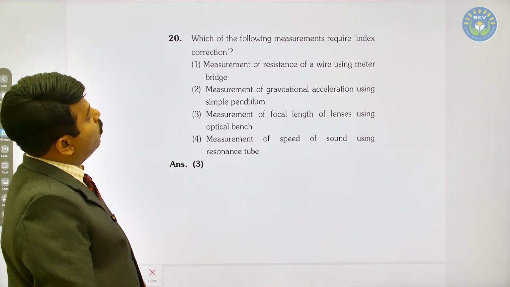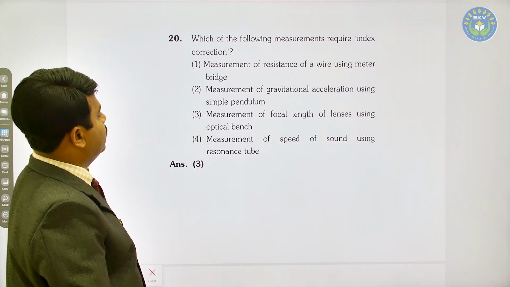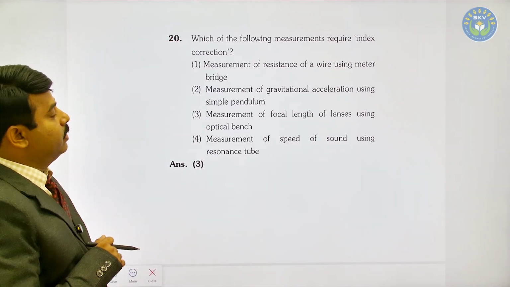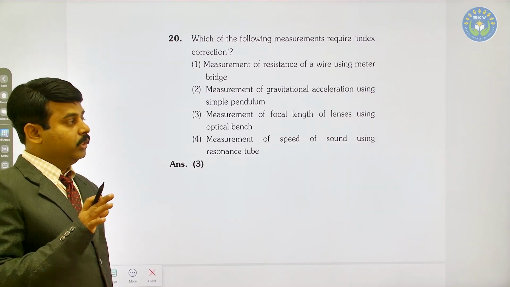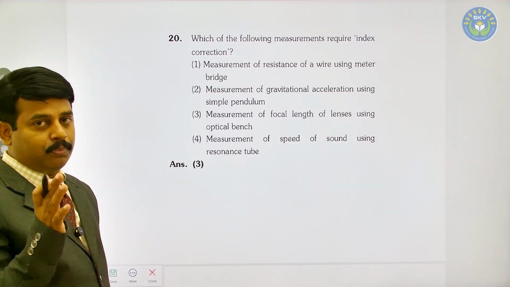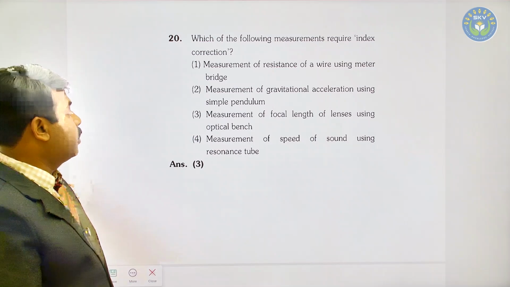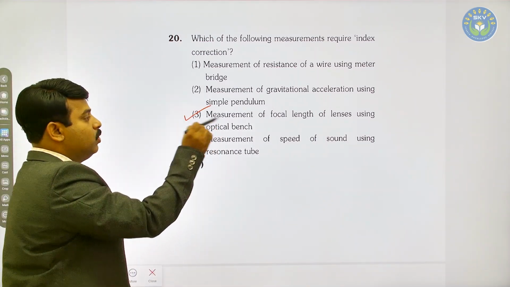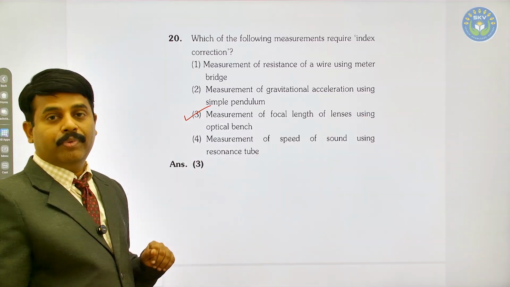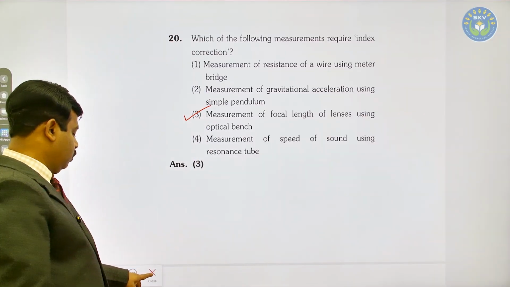Which one of the following measurements requires index correction? See, index correction is a method used in the optical bench experiment. It is a method to find focal length. It is a theoretical question, a direct question. Measurement of focal length of lenses using optical bench.